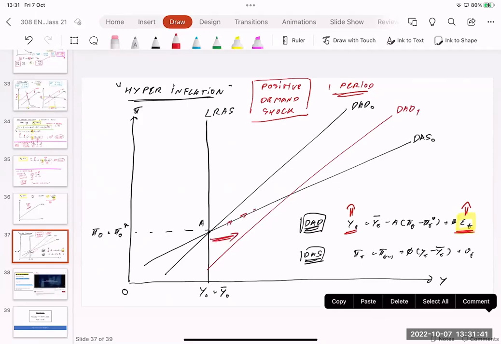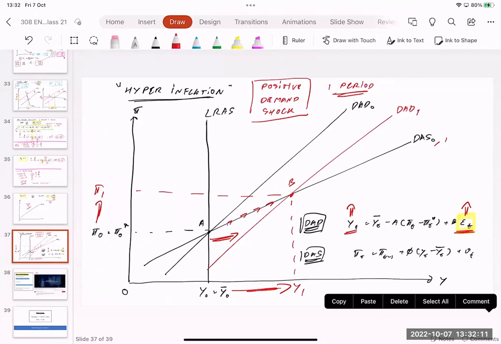The equilibrium point moves from point A to point B, DAS still the same. As a consequence, GDP increases a lot from Y0 to Y1, and inflation increases from pi 0 to pi 1. Everything becomes more expensive, and the economy grows very fast. Okay, this is what happened in day one. DAS still the same, point A to point B.